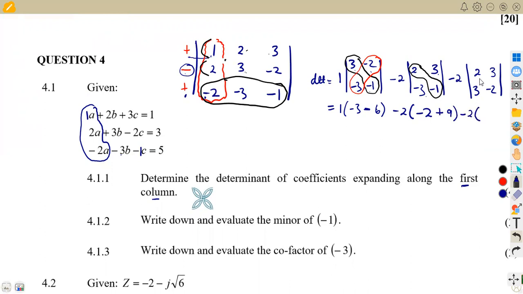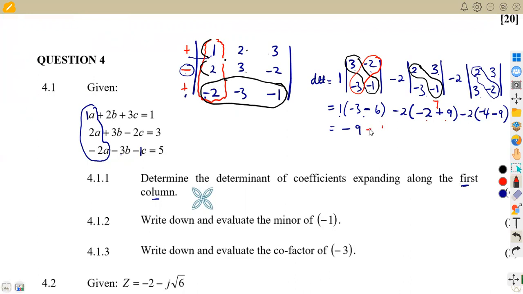Minus 2 into the major diagonal here is 2 and minus 2, which is negative 4. 3 times minus 3, which is 9. Then we subtract, remember, major diagonal minus the minor diagonal. If you simplify this, we obtain negative 9 here, minus 3, minus 6, that's minus 9 times 1, which is minus 9. Then we've got negative 2 plus 9, which is 7. Then 7 times minus 2, that's negative 14.